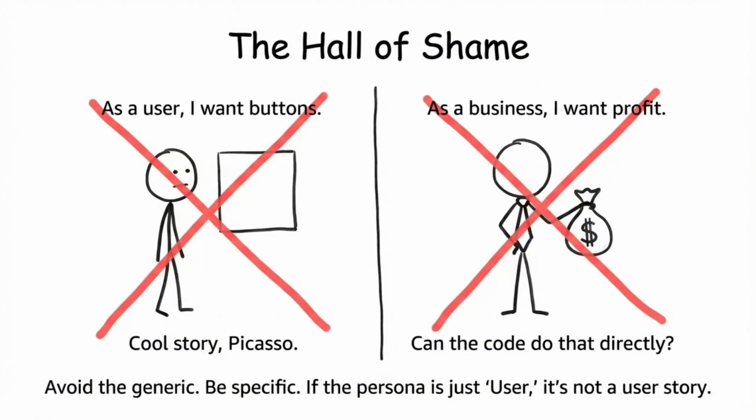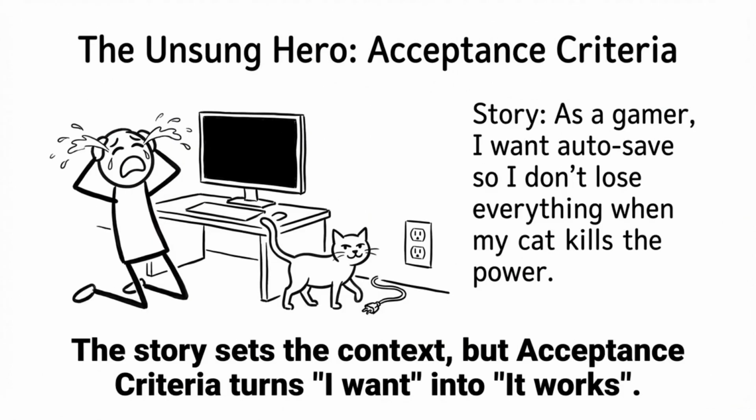All right, so slide 8. This is what I call the Hall of Shame for user stories. We see stuff like, as a user, I want buttons all the time. And, well, it tells us nothing. And the business side, I want profit. Yeah, don't we all? But the code can't just magically make money. If your persona is just user, you're doing it wrong. You gotta be specific or it's just noise.